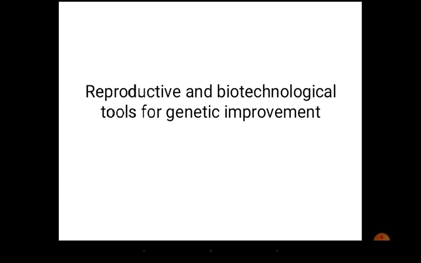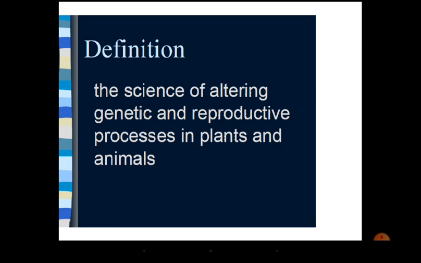Let us move on to the next slide. By definition, reproductive and biotechnological tools mean any alterations, the science of altering genetic and reproductive processes. In nature, there will be a certain amount of genetic variation and reproductive ability in all the sexually reproducing individuals. In addition to whatever is existing, the definition says the science of altering genetic and reproductive processes in the plants and animals.